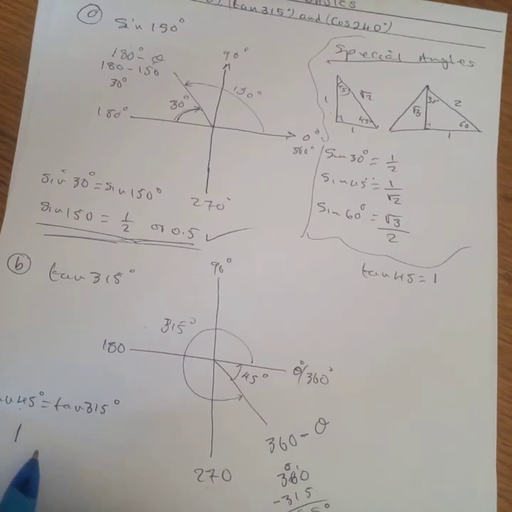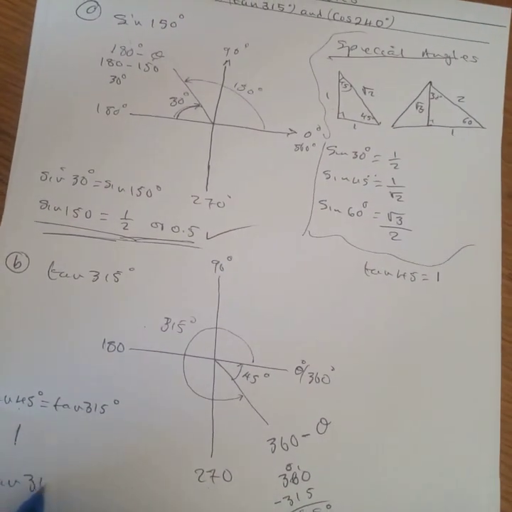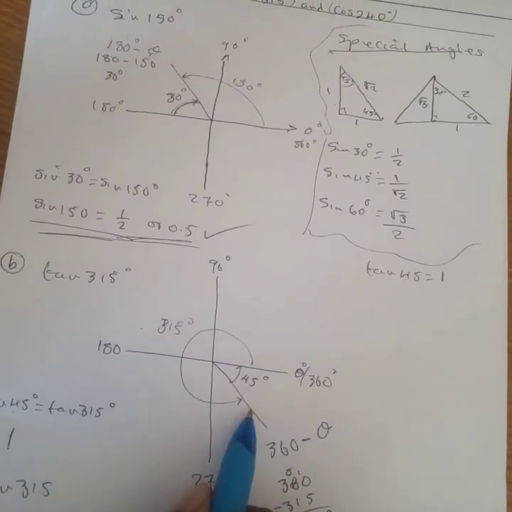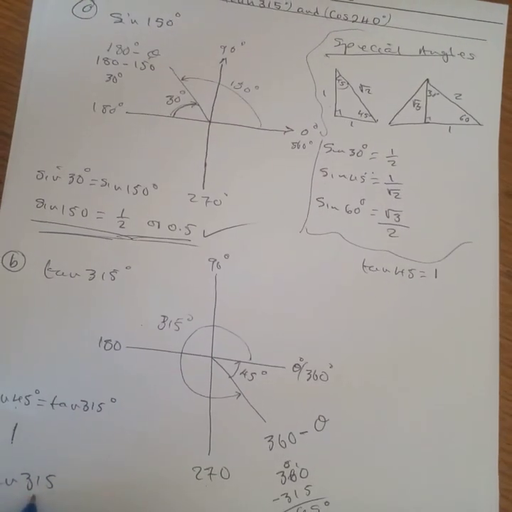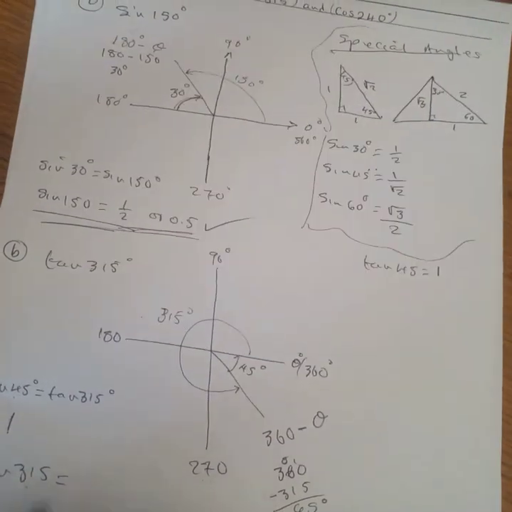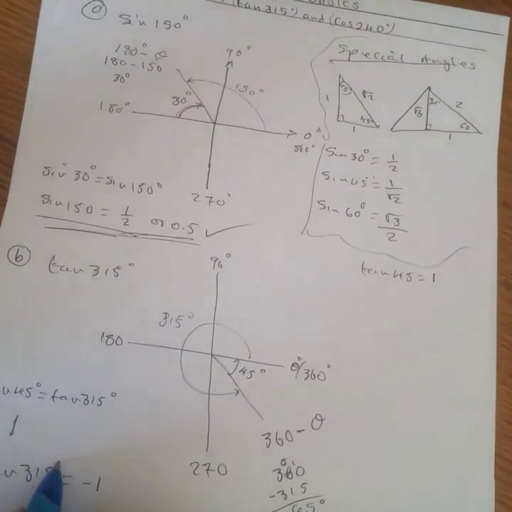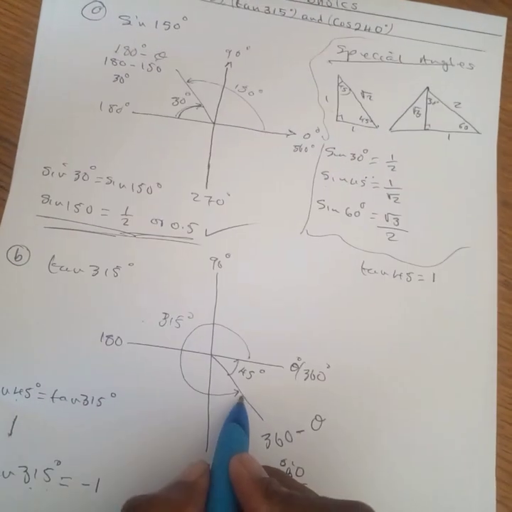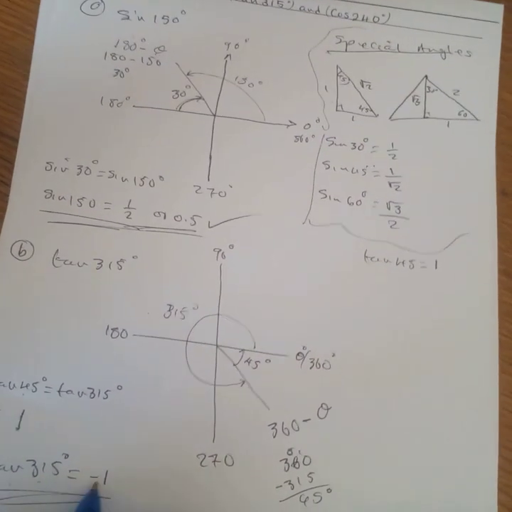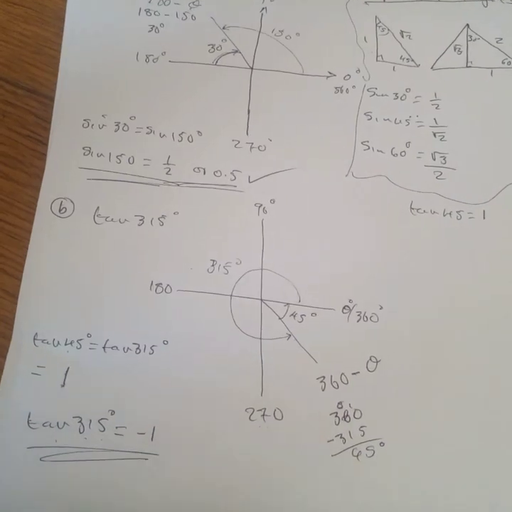Now, this 1 is positive. But looking at tan 315, this angle is in which quadrant? It is in quadrant 4, and in quadrant 4, tan is negative. So the answer cannot be positive because tan is negative. The answer will be negative 1 as our final answer, because tan 315 is in quadrant 4, and in quadrant 4, tan is negative. So the final answer is negative 1.